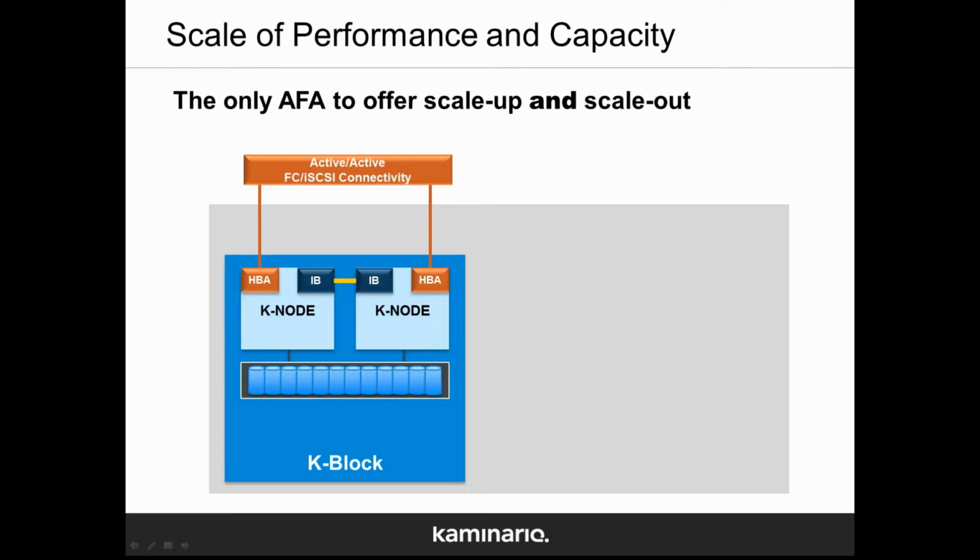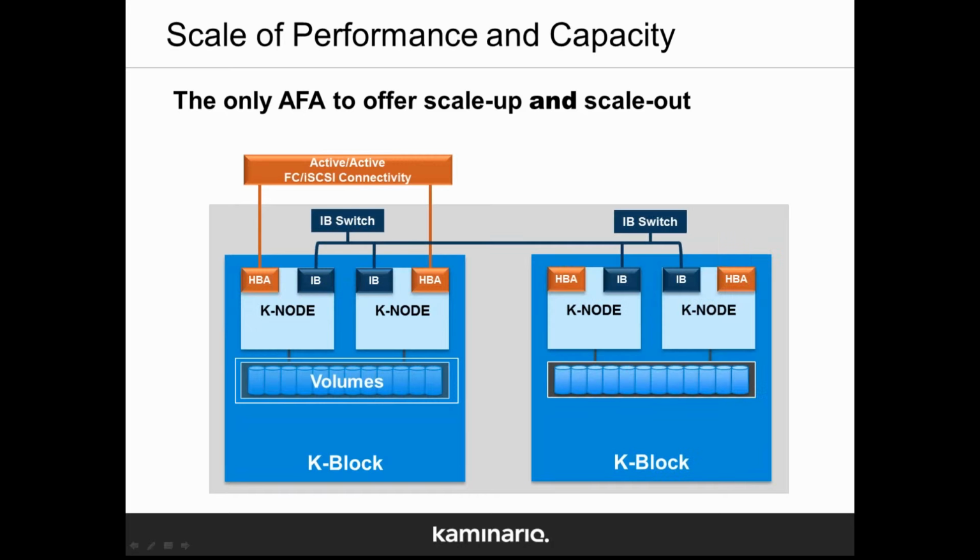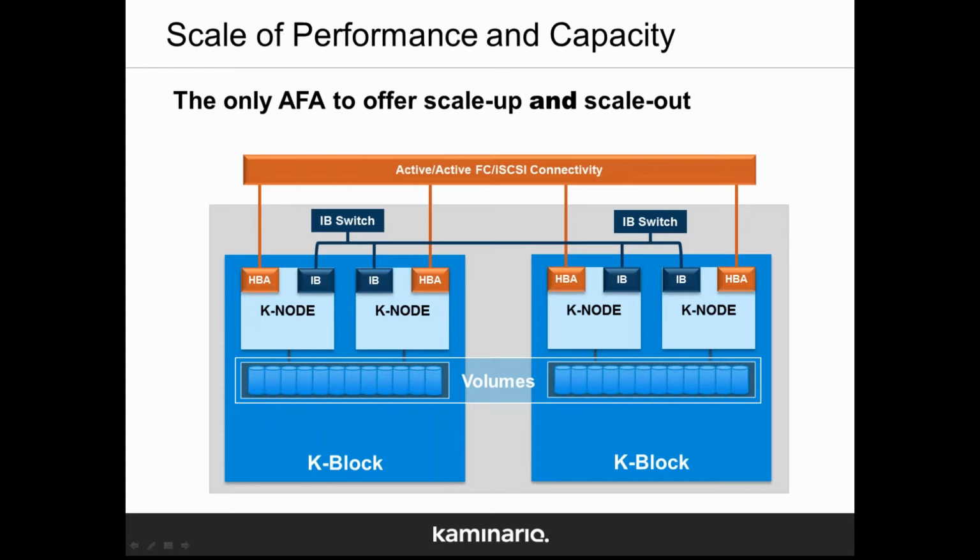A customer can start with his requirement, and later might need additional performance. Additional performance is introduced by attaching an additional K-block to the system, and of course everything is done while the system is online. When adding the second K-block, we are also adding an internal InfiniBand network, and the system automatically balances all the load across both K-blocks. All the volumes, the data, and the metadata are rebalanced and fully distributed across all SSDs in both K-blocks. And of course, connectivity to the system is fully active.